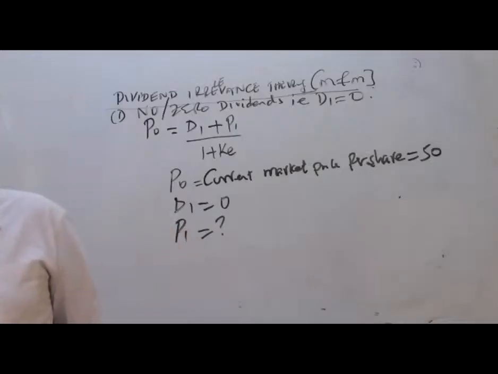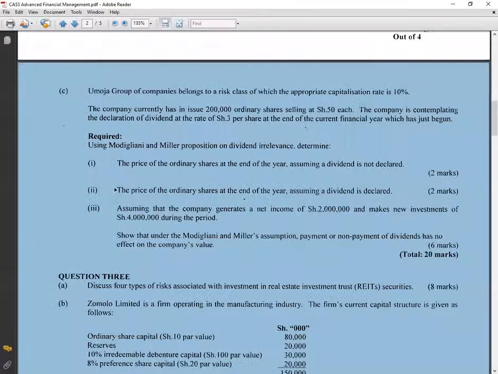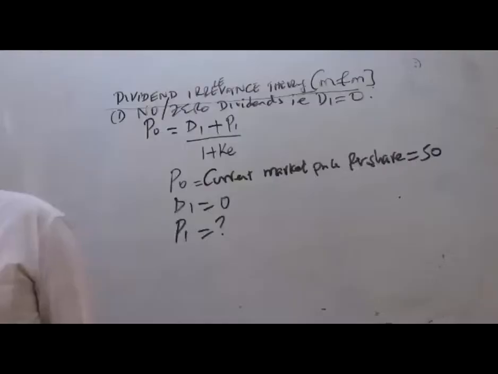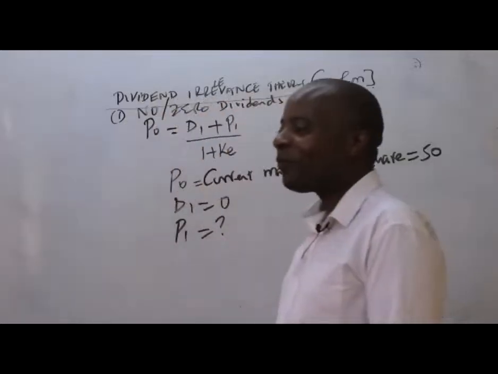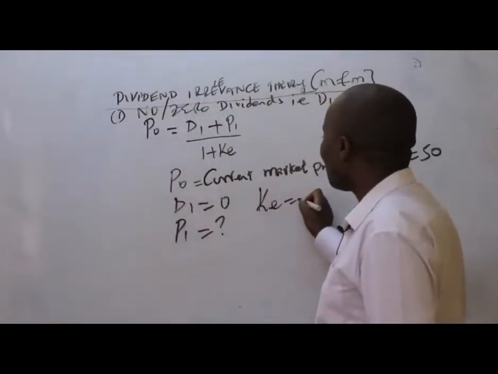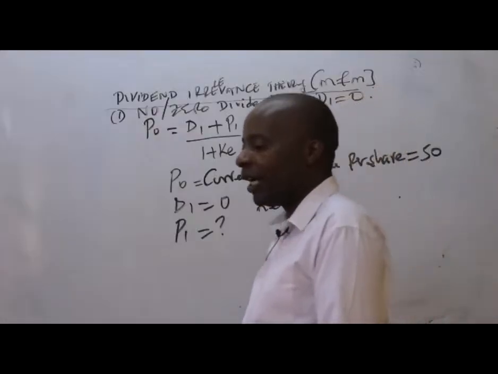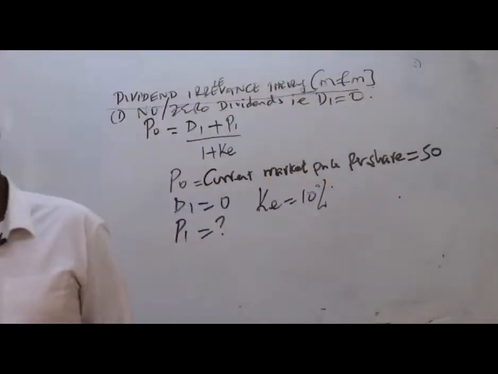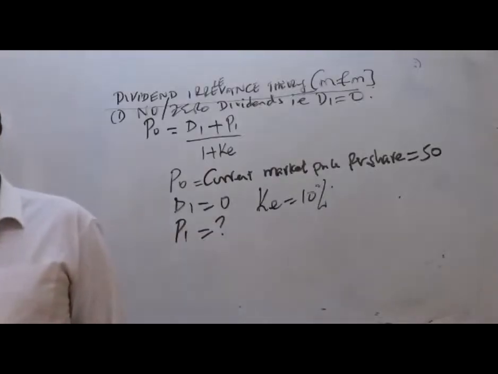If you read the question, what they are telling us here is the price of the ordinary shares at the end of the year. P1 is what they want us to look for. But fortunately, we have KE. Fortunately, we know from some place up there that our KE is 10%. So they want us now to give them P1.